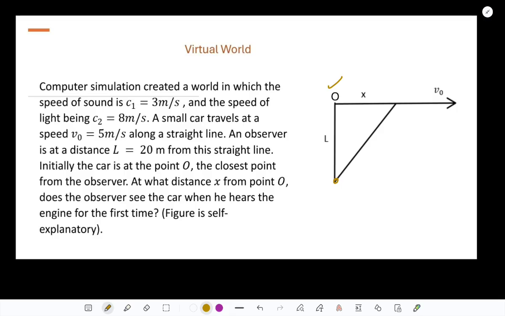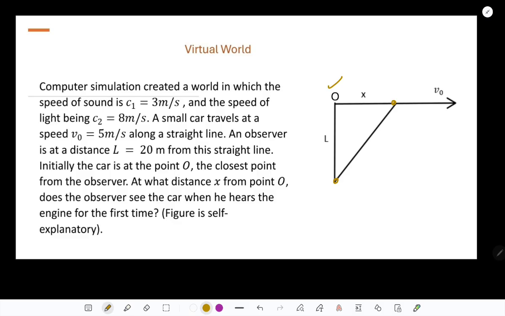At what distance x from the point O does the observer see the car when he hears the engine for the first time? Meaning the observer can see the car and hear the sound. Good, interesting. So, let's assume that the observer sees the car at a distance x from point O here.